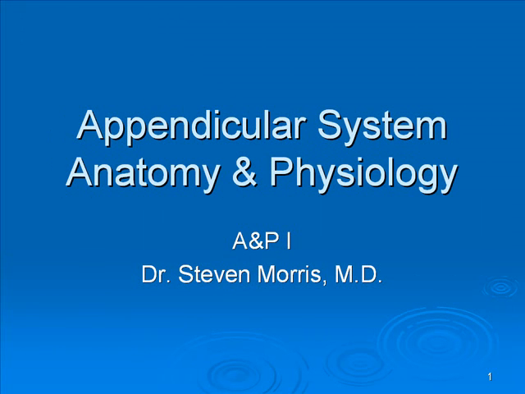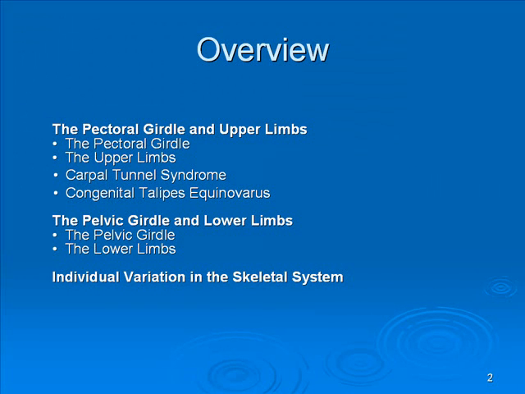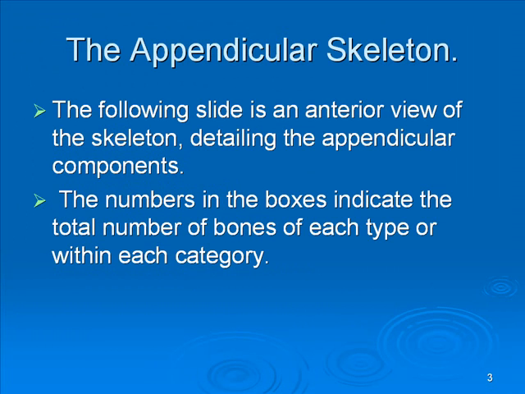All right, so we'll start with the appendicular skeletal system today. This is a follow-up of the axial skeletal system. Just as a quick review of what we'll discuss, the pectoral girdle and the upper limbs. We'll talk a little bit about some disease abnormalities that can occur in that area as well, and then we'll talk about the pelvic girdle and the lower limbs.